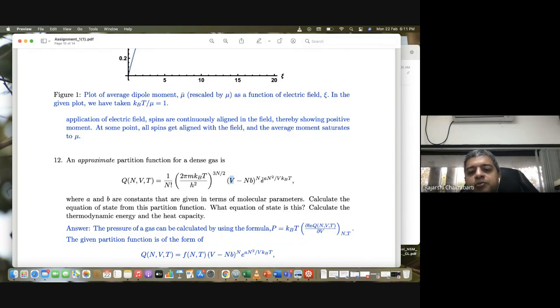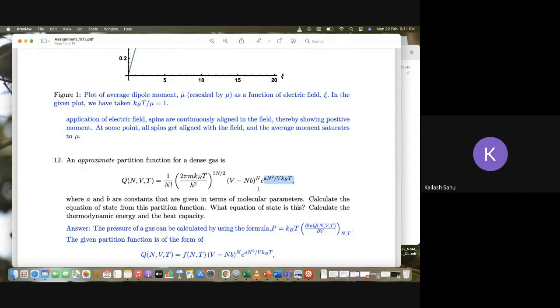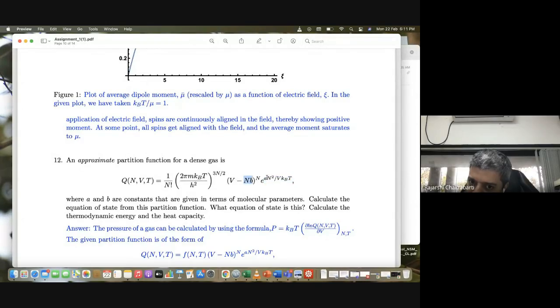And this part is coming because of interaction, isn't it? These particles interact, this alpha N square by V kBT. You remember the van der Waals gas? Yes, sir. It is P plus a n square by V square, times V minus NB, equal to N kBT. Something like that, isn't it? Yes, sir. You can see these things are appearing here.